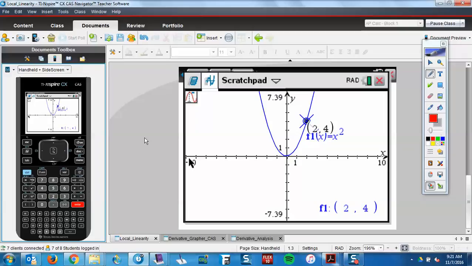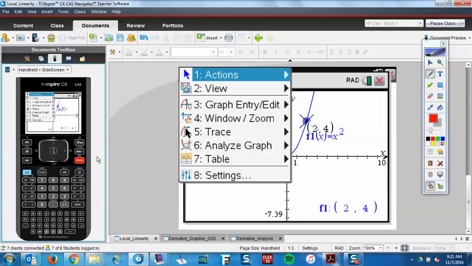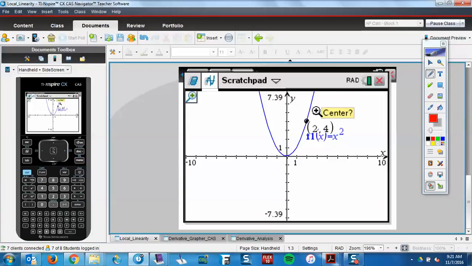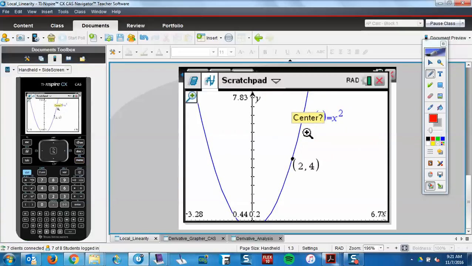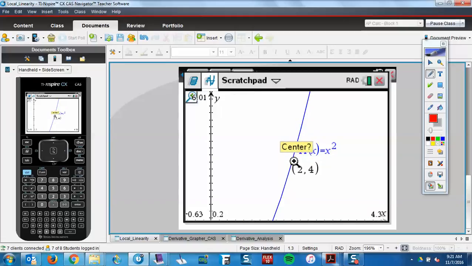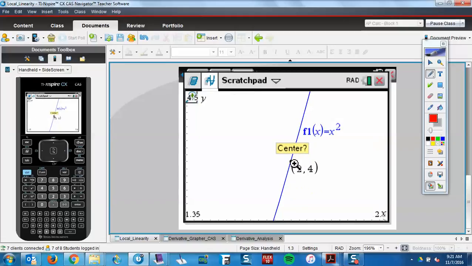Oh, it puts a point there, which isn't a bad idea, actually. And then if I go menu, window, zoom in, it's going to ask me for my center. So you can use your trackpad and you can go like that, and then you go like that, and then you go like that. And that's why it's good.